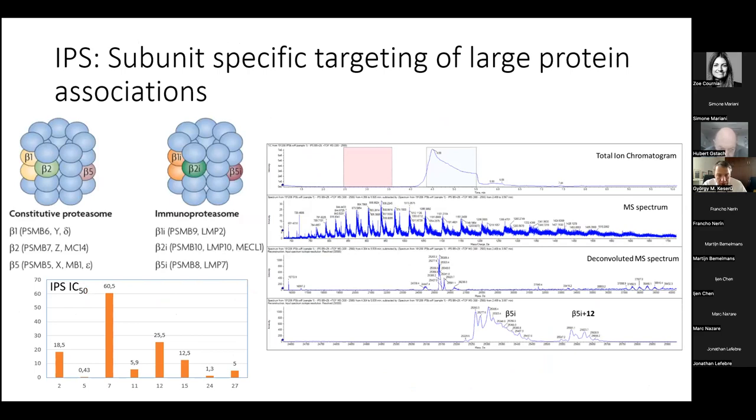The next example I show you is a pretty complicated system. This is the immunoproteasome that consists of 27 different proteins. In this case, using again the same mapping library, we were able to label selectively only one protein, the beta-5i subunit of the immunoproteasome, as demonstrated by the mass spectrum here. So this is a very good example that demonstrates that using very small covalent fragments, we were able to identify a new covalent ligand for this beta 5 subunit of a very large multiple protein system.